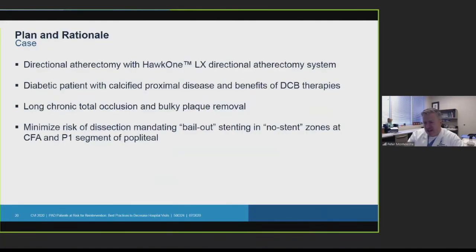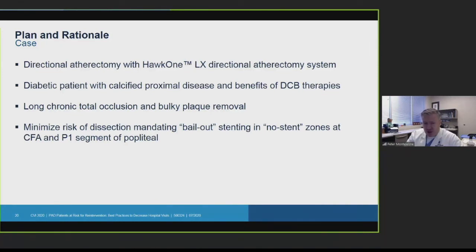With that in mind, we thought about what we would do in our patient. And so our decision was to use directional atherectomy, not surprising in the context of this data, with the HAWK1-LX system that allowed for application of these benefits to our diabetic patient with heavily calcified proximal disease. That also, when we think about operational integration of this technology, allowed us vessel preparation to allow for safe utilization of drug-coated balloon therapies.